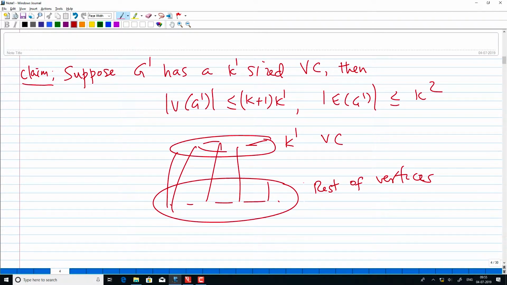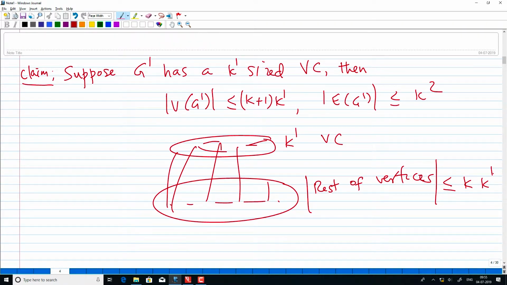Now I want to bound the number of vertices here. How many vertices can you have here? I claim not too many, because there are no isolated vertices. So everybody is adjacent to somebody there, but everybody out there in k prime has degree at most k. So the number of vertices here is at most k times k prime. Is that clear? Shall I repeat?